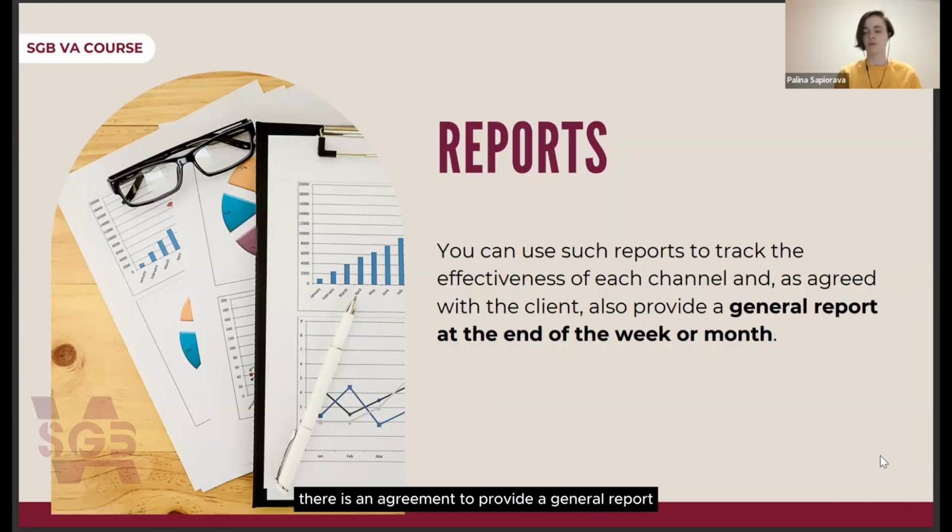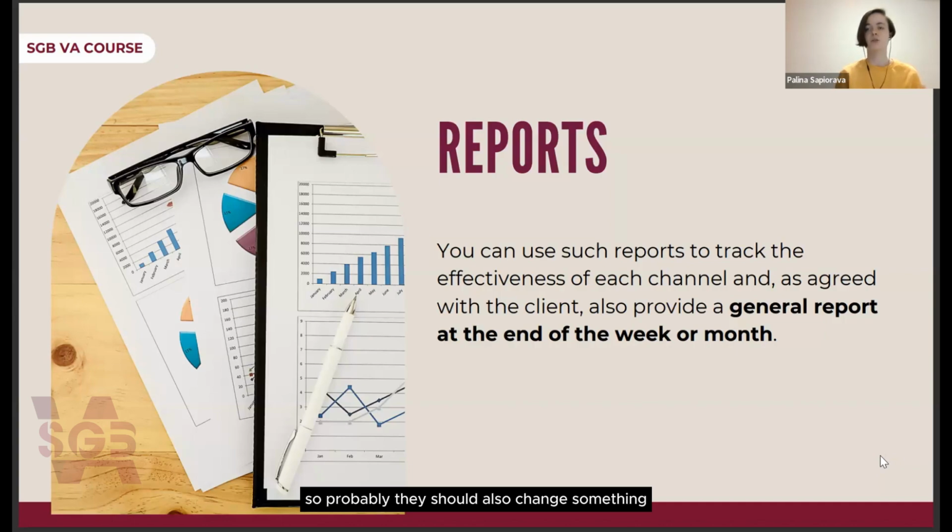Usually, there is an agreement to provide a general report at the end of the week or month or any other period of time. Weekly and monthly are the most common options in that case. But you provide this information to the client to show, first of all, what is the situation.